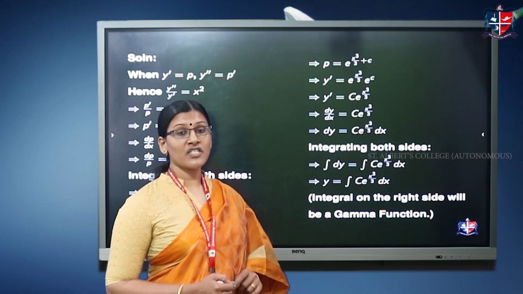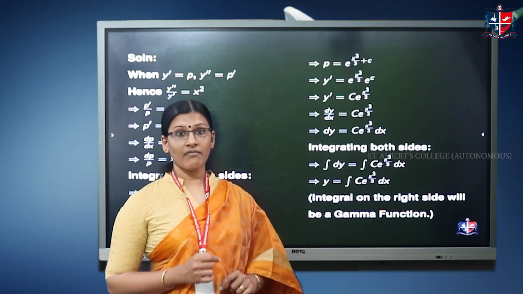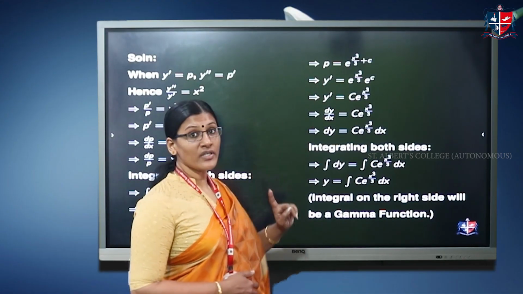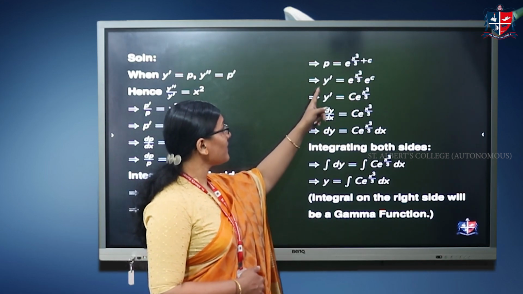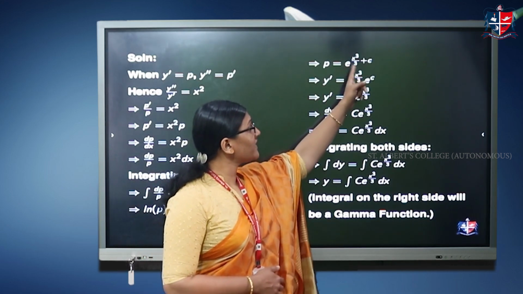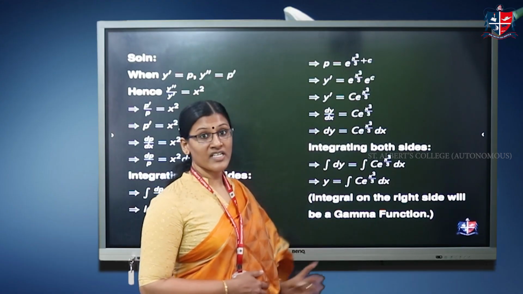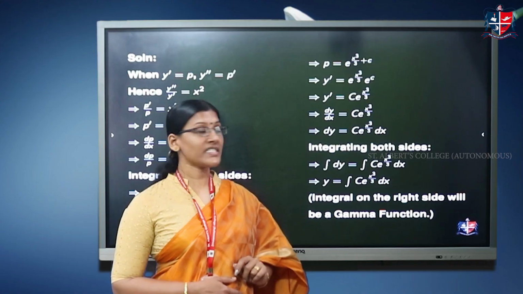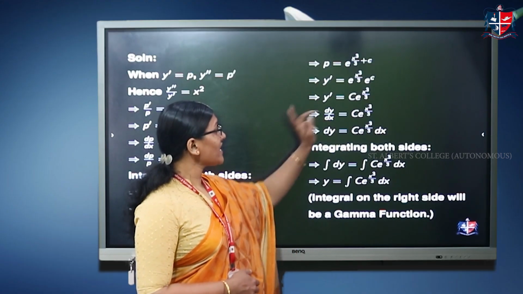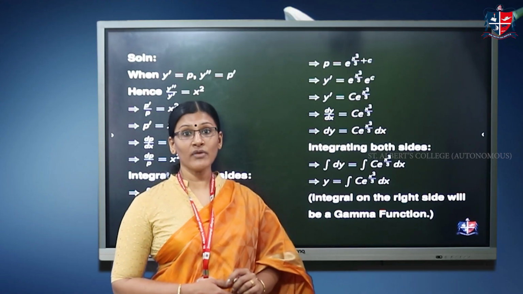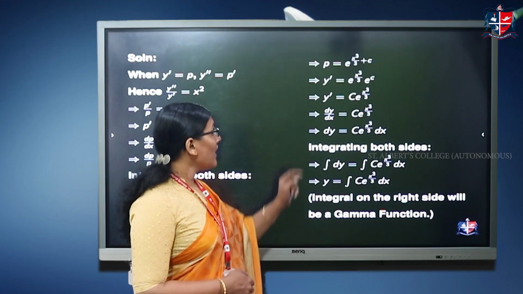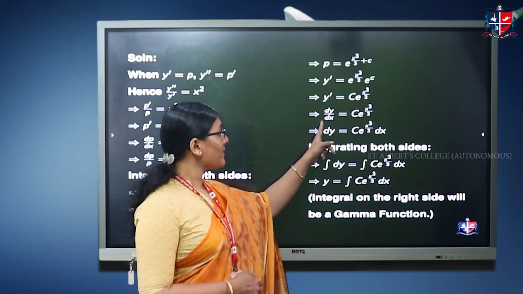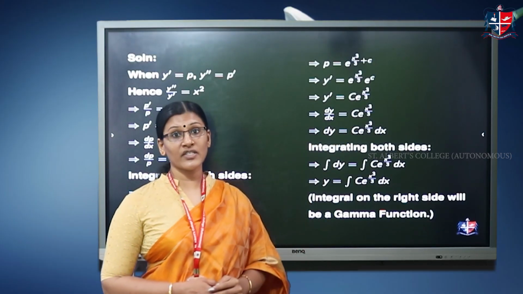Now, by our substitution, we know that p is y dash. So for p, we substitute y dash. This equation becomes y dash equal to, we can split this e raised to x cube by 3 plus c into e raised to x cube by 3 times e raised to c. Again, e raised to c is yet another constant which can be taken as capital C. So this becomes y dash equal to capital C into e raised to x cube by 3. Now, y dash can be written as dy by dx. So we get dy by dx equal to C into e raised to x cube by 3.